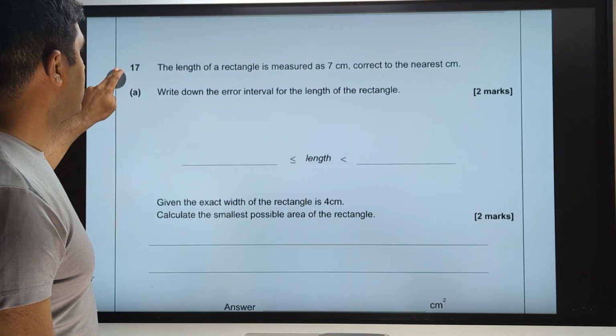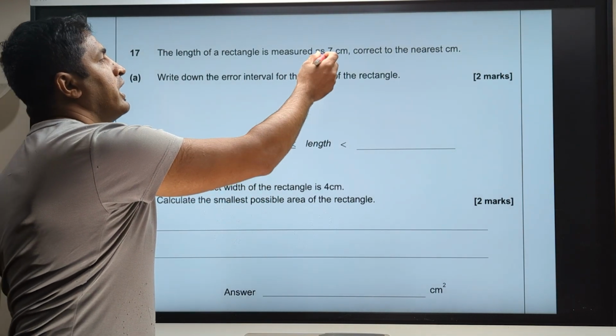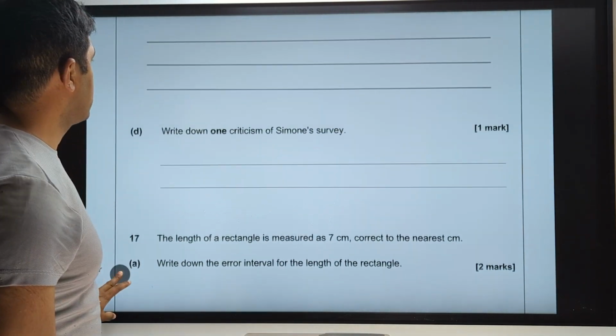Okay. The length of the rectangle is measured as 7 centimeters. By the way, sorry. Okay.